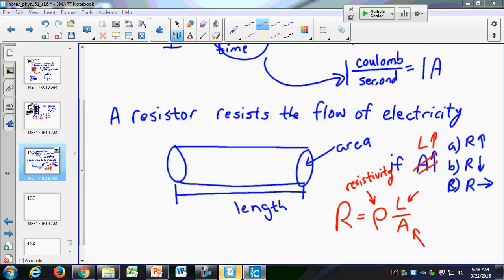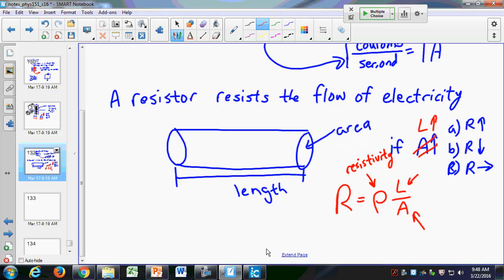The resistivity is dependent upon the material. If the resistivity goes up, that means I have a big resistance. If the resistivity goes down, that means I have a small resistance.